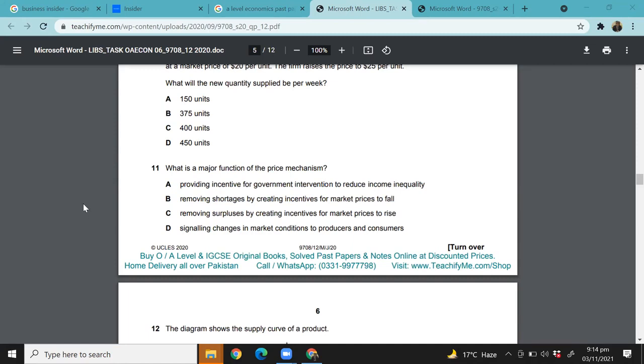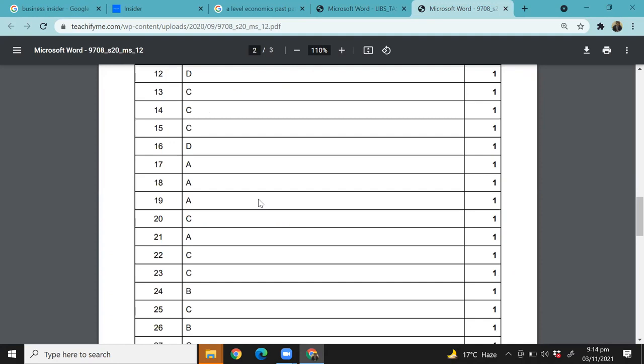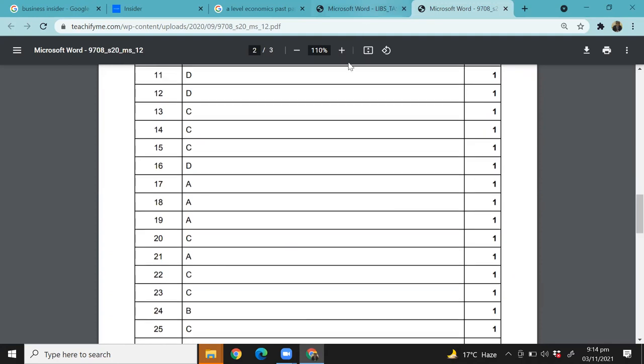D, right, Arbab? D, right? Because obviously the other options are incorrect. The other options are incorrect, right? And D also makes sense, right?